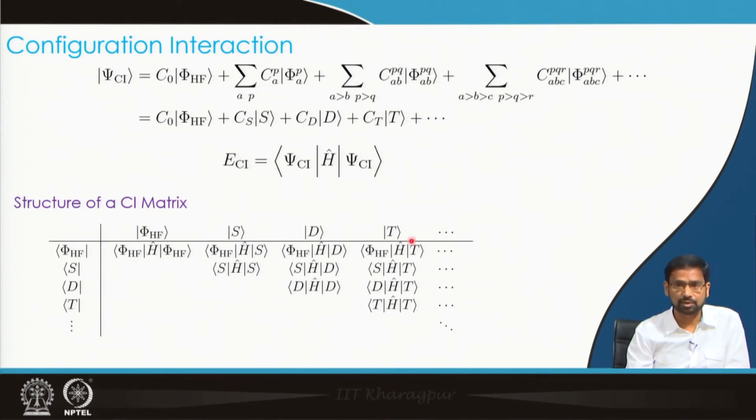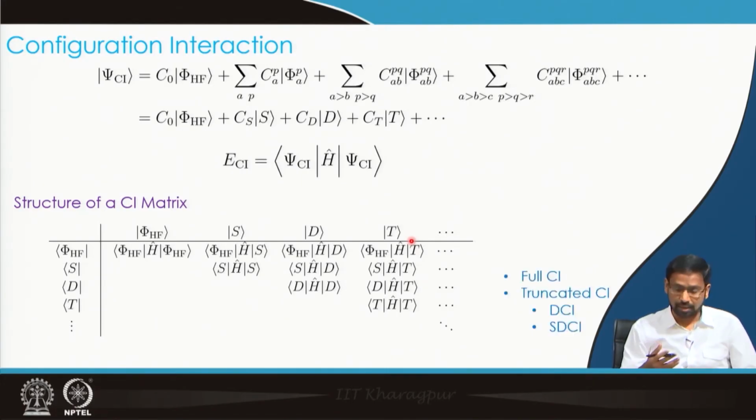Some of these integrals are going to be 0, some of them will survive. Based on that, we construct a large CI matrix, diagonalize it, and obtain the eigenvalues. The lowest of them would be the ground state energy, all others will be the excited state energies, since it is a variational problem. So let us say we focus only on the ground state energy, and that ground state energy would be the CI energy, right?